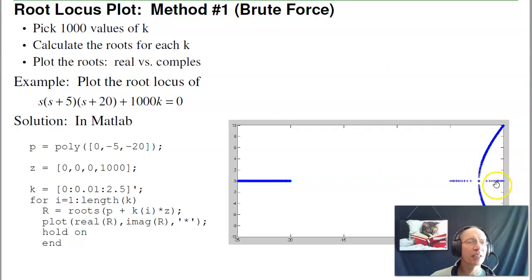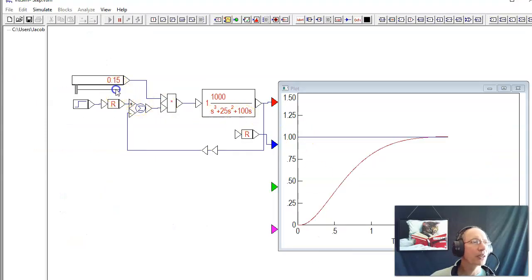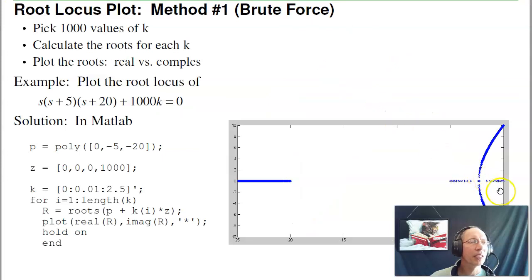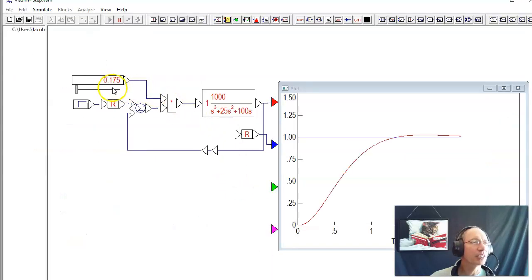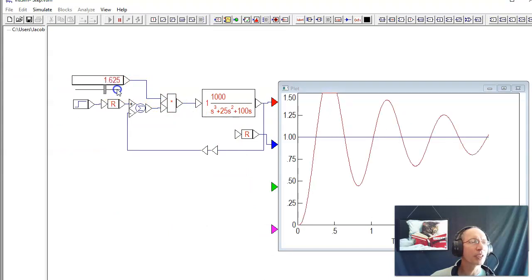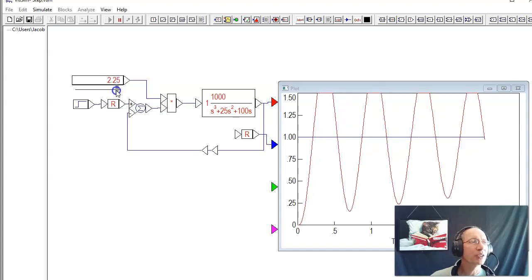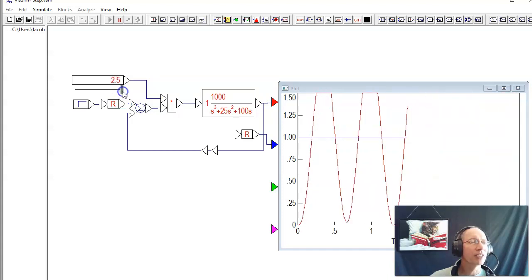If I keep on cranking up the gain, eventually I start getting complex poles. And again, that's what's happening here. Crank up the gain, I'm starting to get overshoot. That means my pole just became complex. Increase the gain even further, I start to get more and more overshoot, that eventually becomes an oscillator. And again, that's what we're seeing when you simulate it. It's moving along the root locus plot. And eventually at 2.5, it's an oscillator.